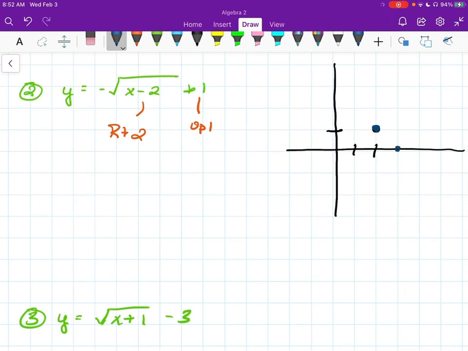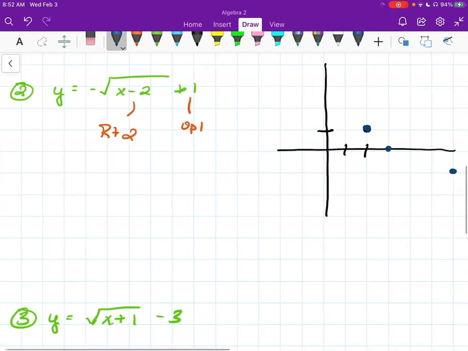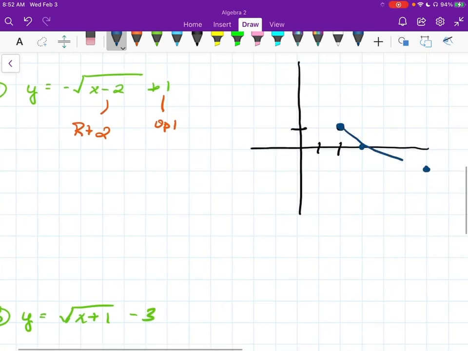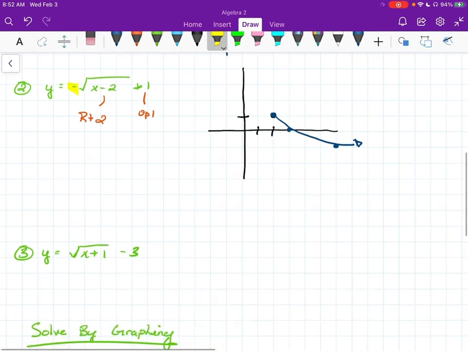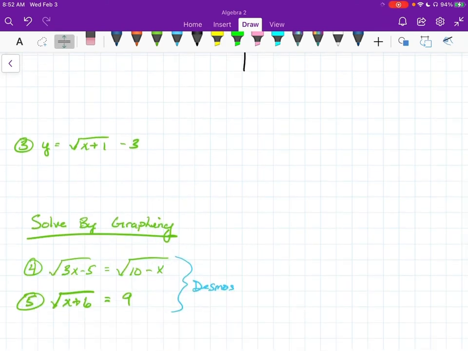I'll go down 1 and over 1, and I'll go down 1 and over 3. And there we are. There's our root function. And again, I went down because we had that negative in front of our x. Good grief, in front of your root. All right, next up.